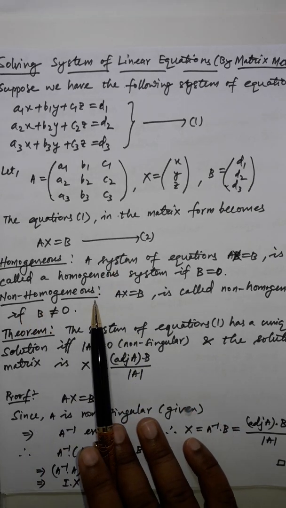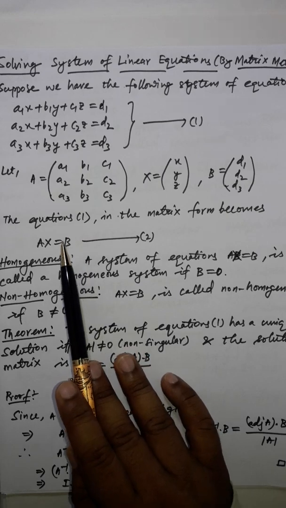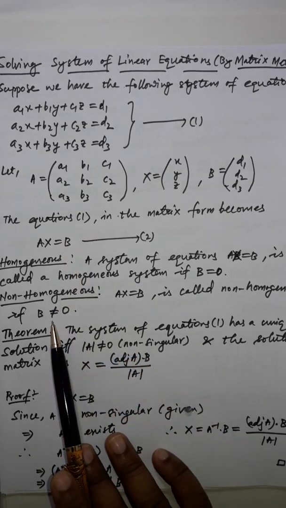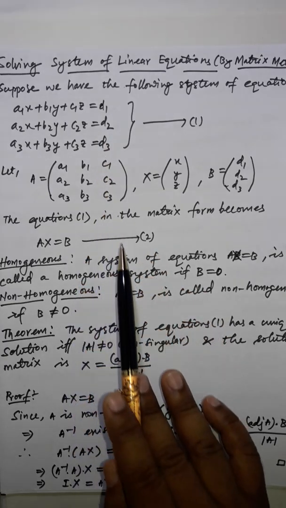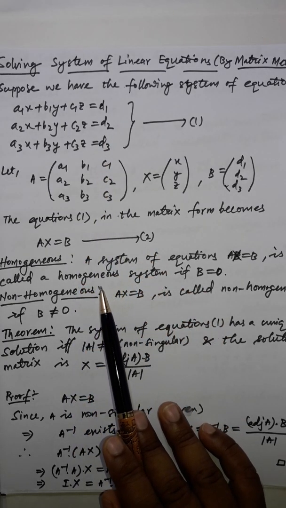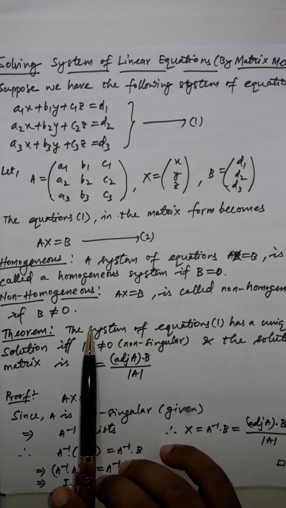And it is called a non-homogeneous system of equations when this right side matrix B is not 0. That means not all the elements d1, d2, d3 are 0 at the same time. Okay friends, so homogeneous and non-homogeneous.